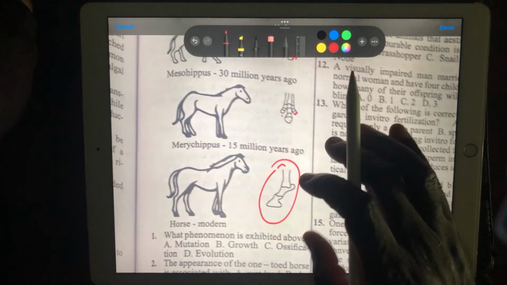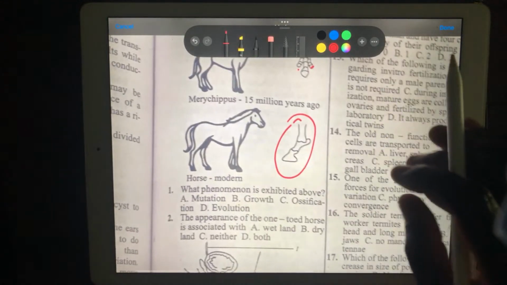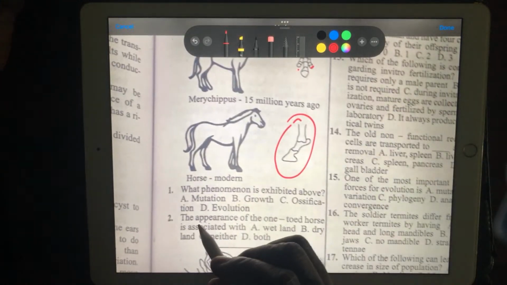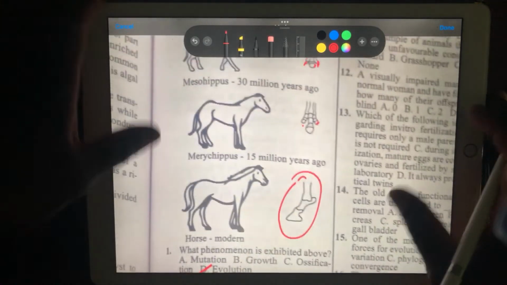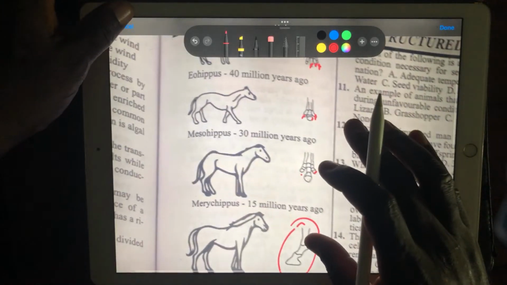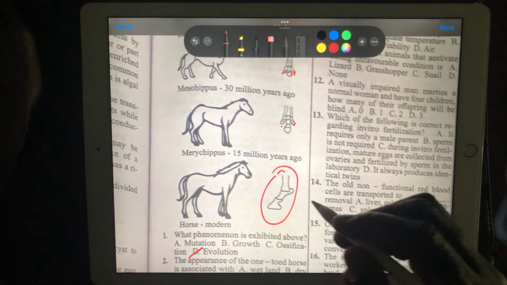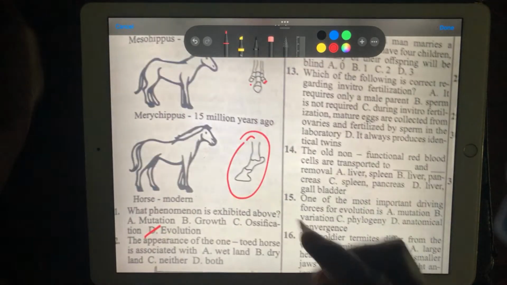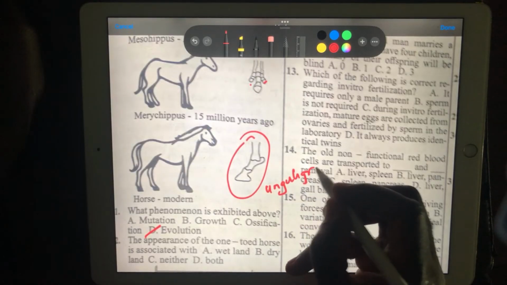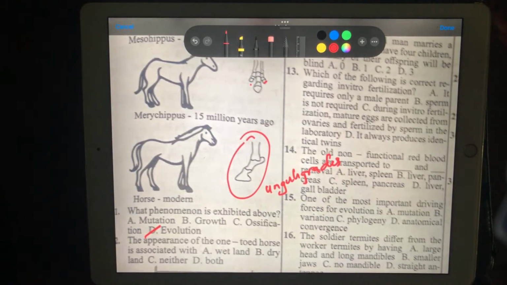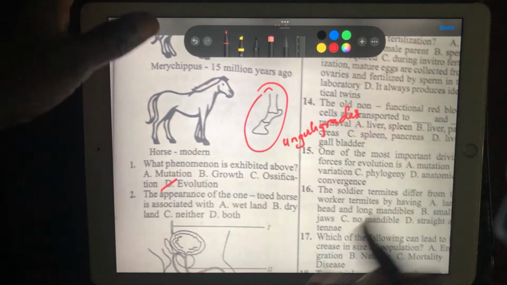So what do we call this process? They ask what phenomenon is exhibited above. The phenomenon exhibited above is evolution, the gradual change. This is how horses evolved from digitigrade to unguligrade, so they walk on their toes. We call it unguligrade, unlike other animals.